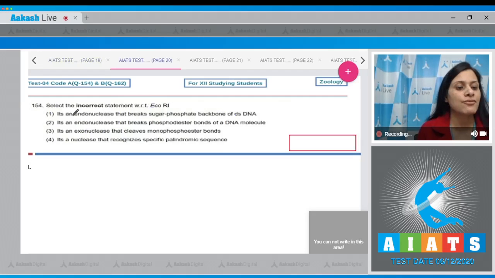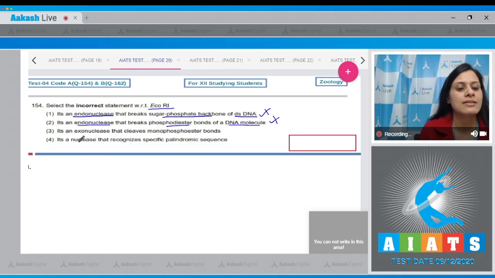Question number 154. Select the incorrect statement with respect to EcoRI. And the very first statement given is, it is an endonuclease that breaks the sugar phosphate backbone of double-stranded DNA. As it is a correct statement for EcoRI, this cannot be a correct answer. The next statement says it is an endonuclease that breaks phosphodiester bonds of a DNA molecule. As it is also a correct statement, this cannot be a correct answer to our question.